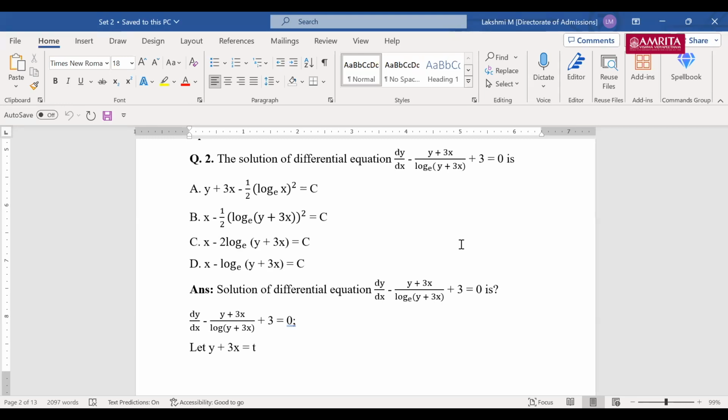So yes, now coming to the second question: the solution of the differential equation dy by dx minus (y plus 3x) divided by log of (y plus 3x) plus 3 equal to 0 is. So you have a differential equation given here, and you want to find the solution of it. When you know this format itself, you know it's substitution, right? When you see the question itself, you'll be able to understand it's going to be substitution. So here, you could use the substitution method to solve it.